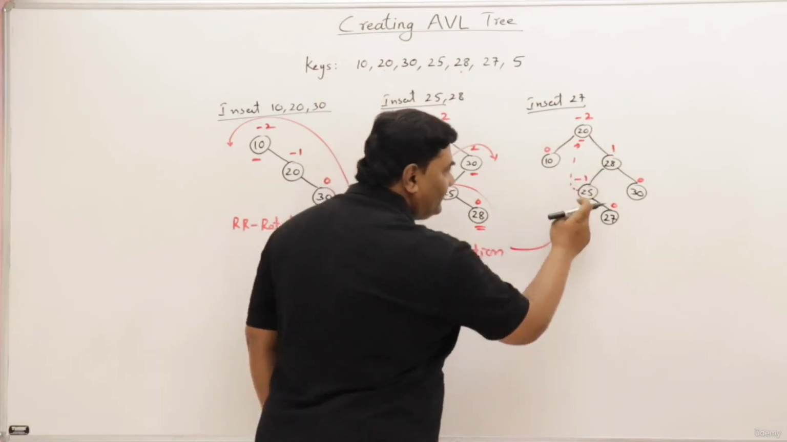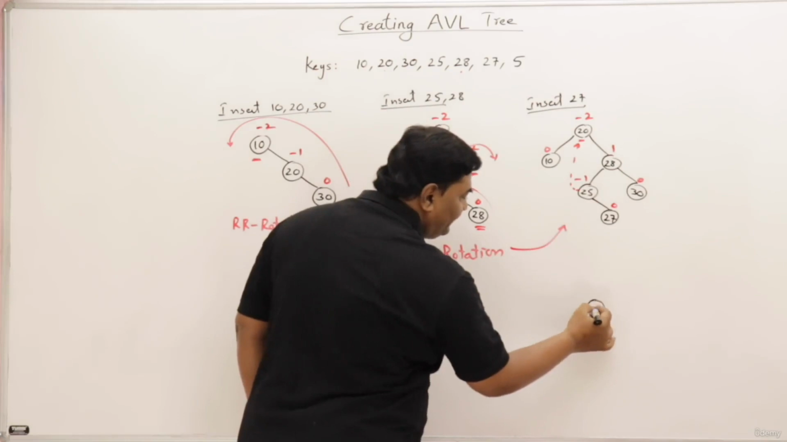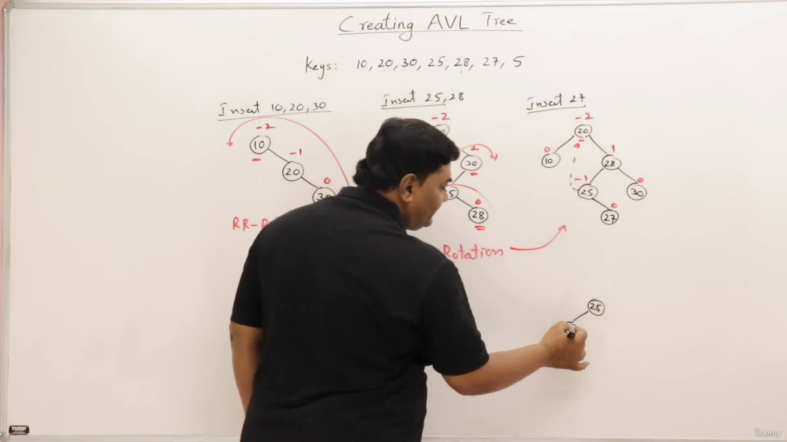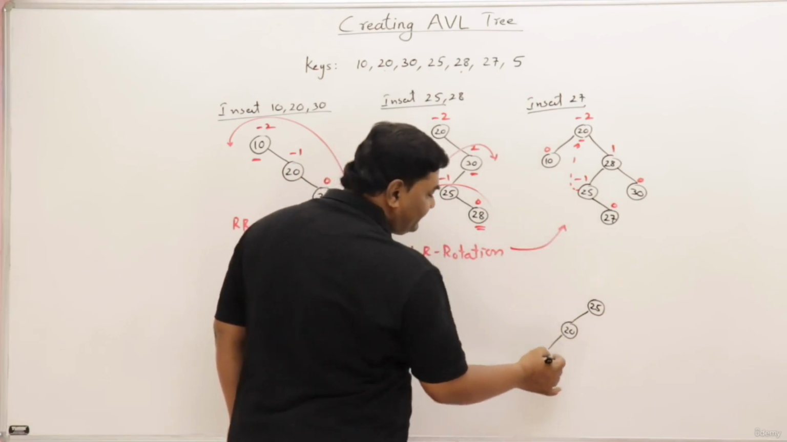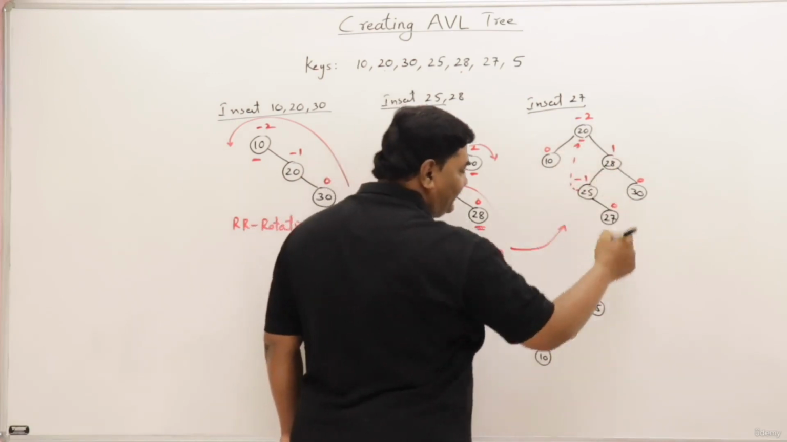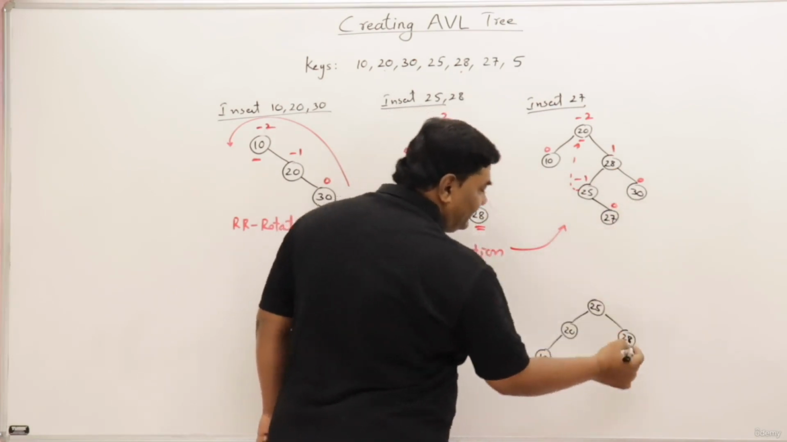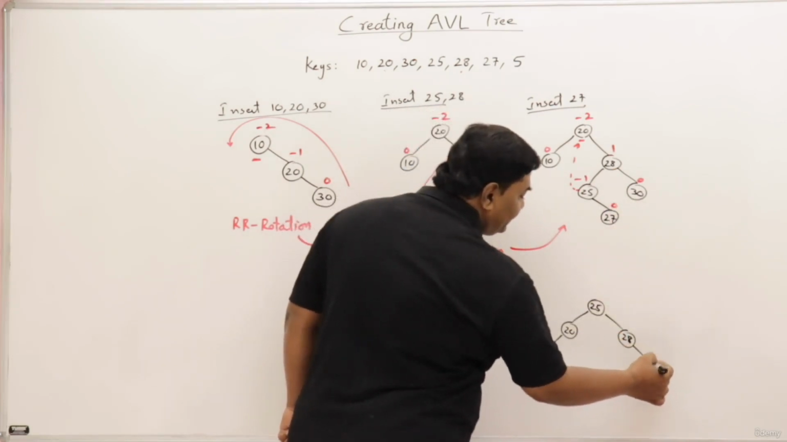So I will draw it here. 25 will move up. So 25 moves up. Then 20, the present root, will come on the left hand side. Okay, so 10 will remain its left child only. Then right side it was 28, so 28 will remain in its own place. Then 30 was its right side, so it remained in its own place.